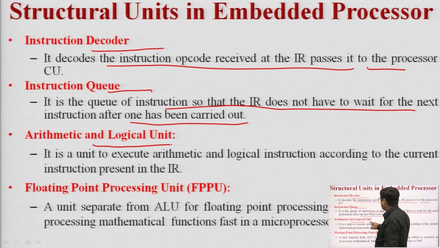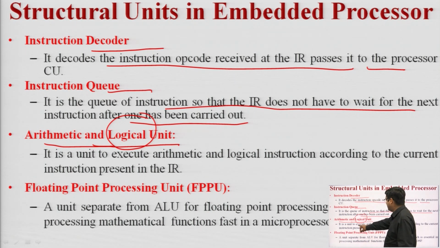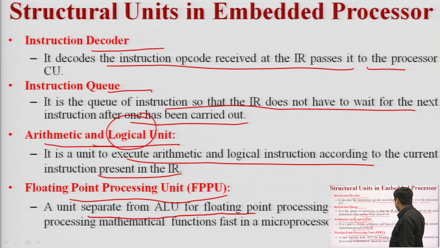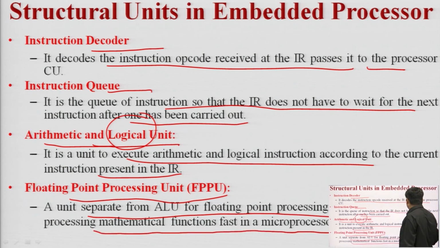Okay. The arithmetic logic unit can carry out arithmetic operations like subtraction, multiplication, addition, division, etc. It can also do logical operations like AND, OR, etc. So it is a unit which is used to execute arithmetic and logical operations according to the current instruction present in the IR. After that we have a floating point processing unit, FPPU, a unit separate from the ALU for floating point processing, which is essential in processing mathematical functions fast in a microprocessor or DSP.